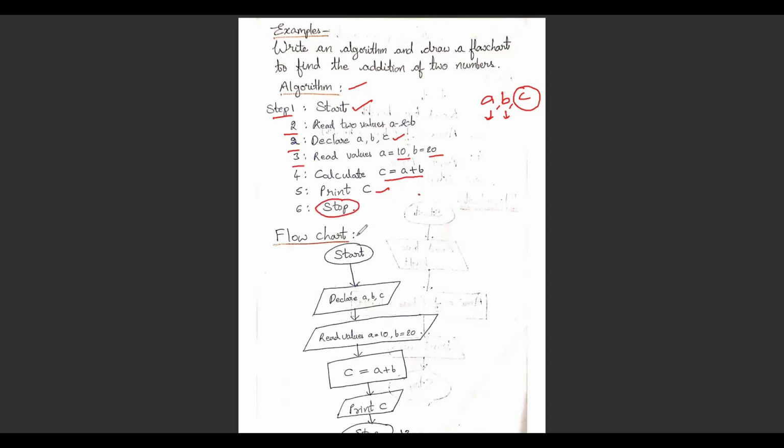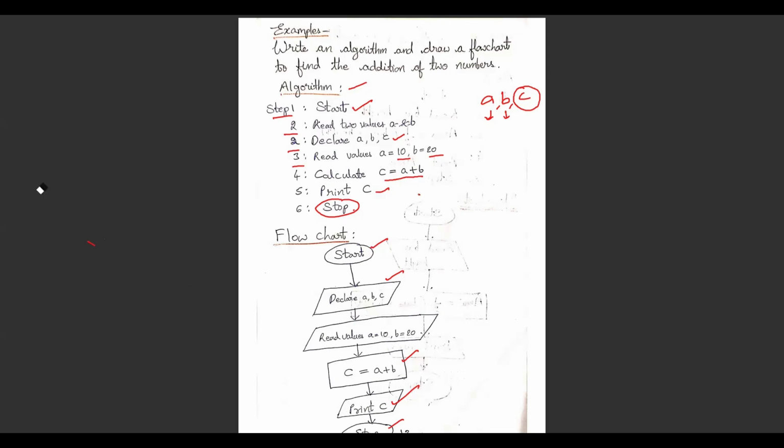Clear. Now, if I represent this in terms of your flowchart, how am I going to do it? Always you start with your start symbol, right? Then, if you want to declare the variables, you're going to declare them in a parallelogram. To read the values also, you use a parallelogram, and you calculate C equals A plus B in a rectangle. Calculations and manipulations can be done in a rectangle, and any input and output operations are done in a parallelogram. Finally, you stop the flowchart once it is done. Okay, so this is all about the first example based on our flowchart.